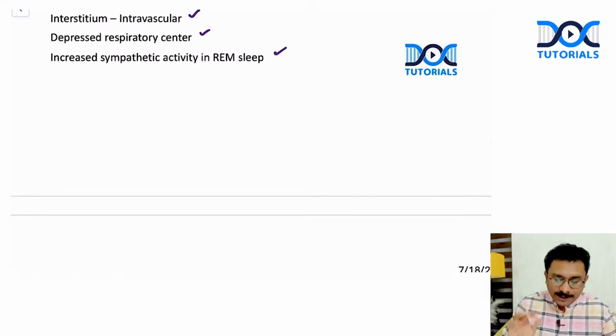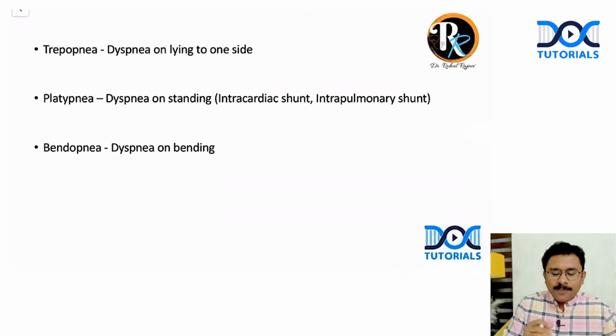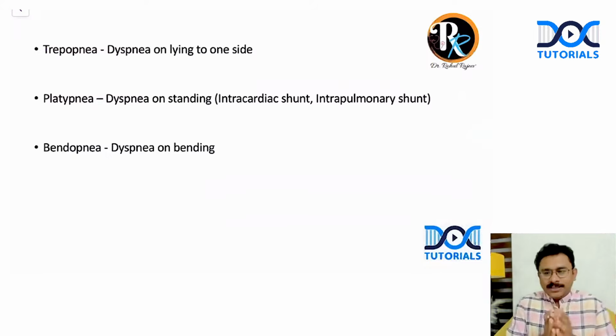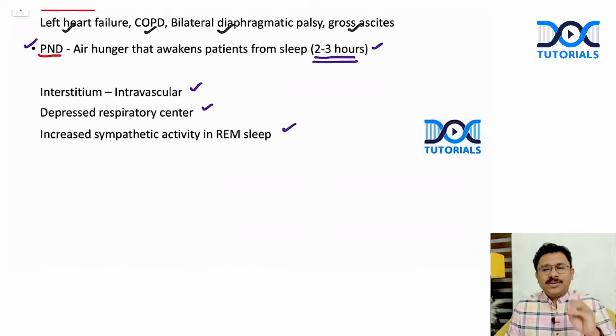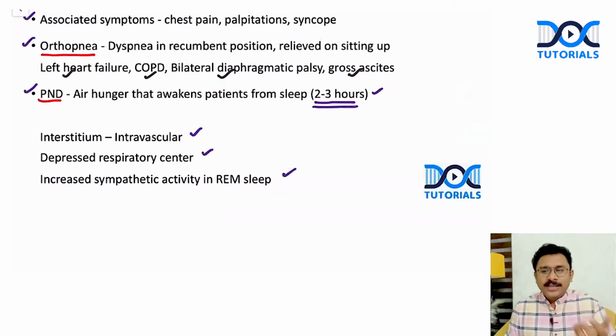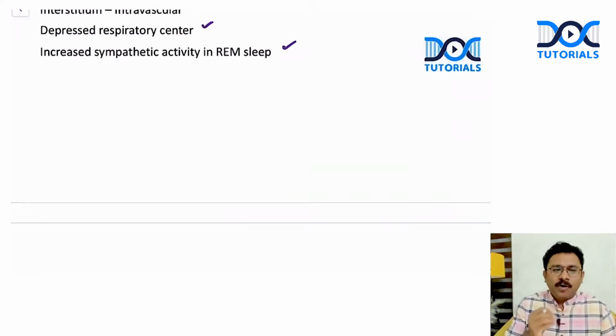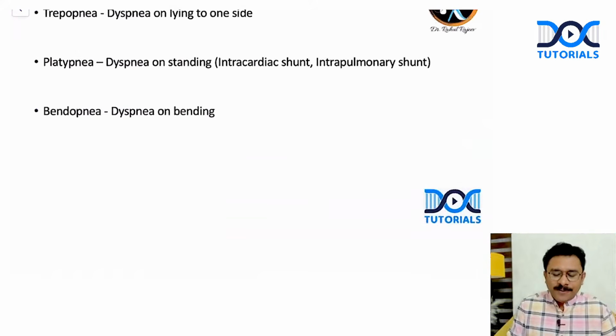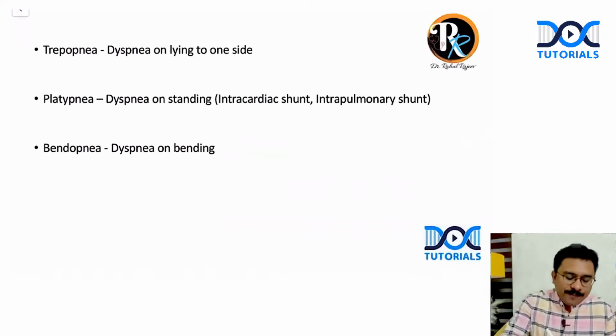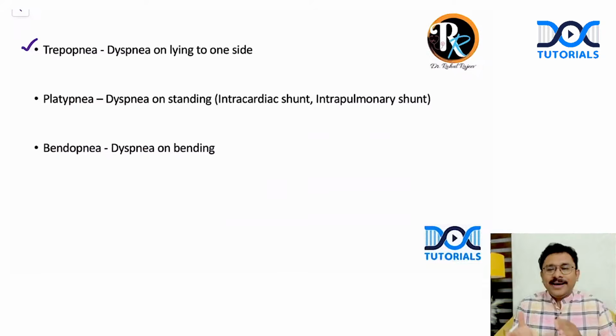Right? Clear. Now coming to a few more points which again can be asked, because when you take the history, you have to ask in what position the patient is having worsening of breathlessness. All these are important points that you should be asking in the history. Now, what is trepopnea? Trepopnea means the patient having dyspnea on lying to one side. In either side, the patient is having dyspnea, that is called trepopnea.